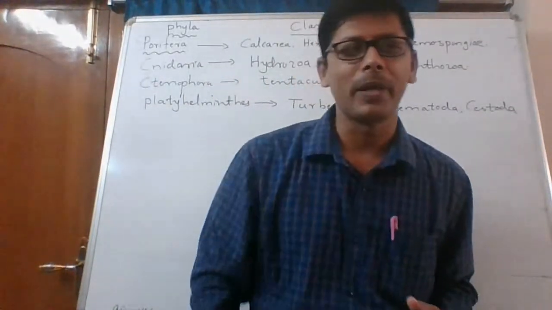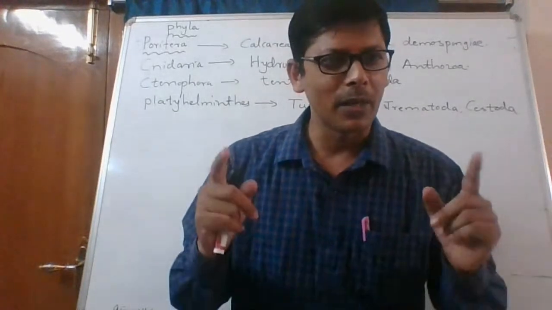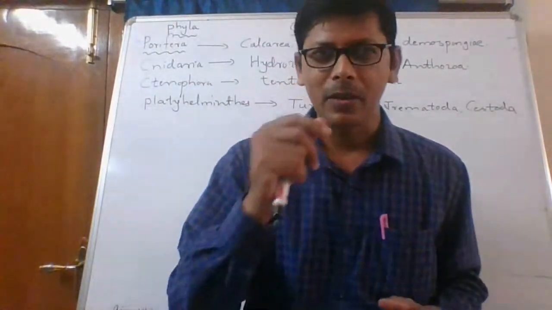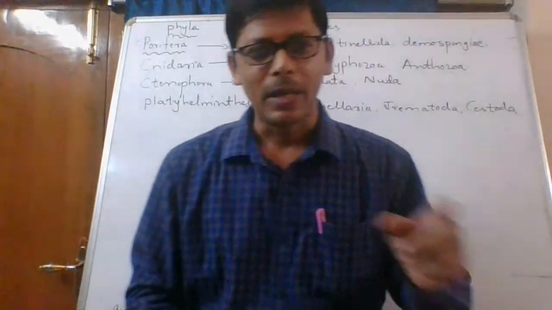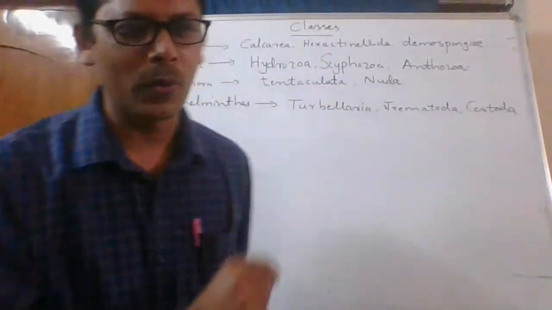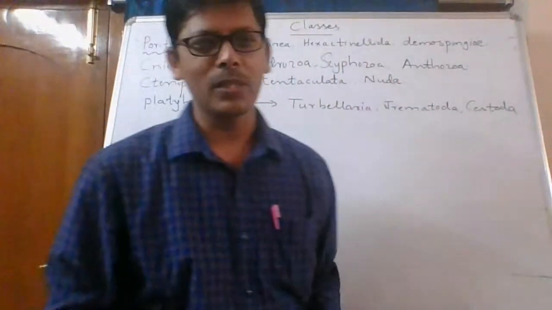Again I start from the beginning. Calcary hexagonal demospongia, Hydrozoa, Skypozoa, Anthozoa, Tentaculata, Nuda, Tentaculata, Nuda, Turbillary Trematoda, Cestoda, Turbillary Trematoda, Cestoda.